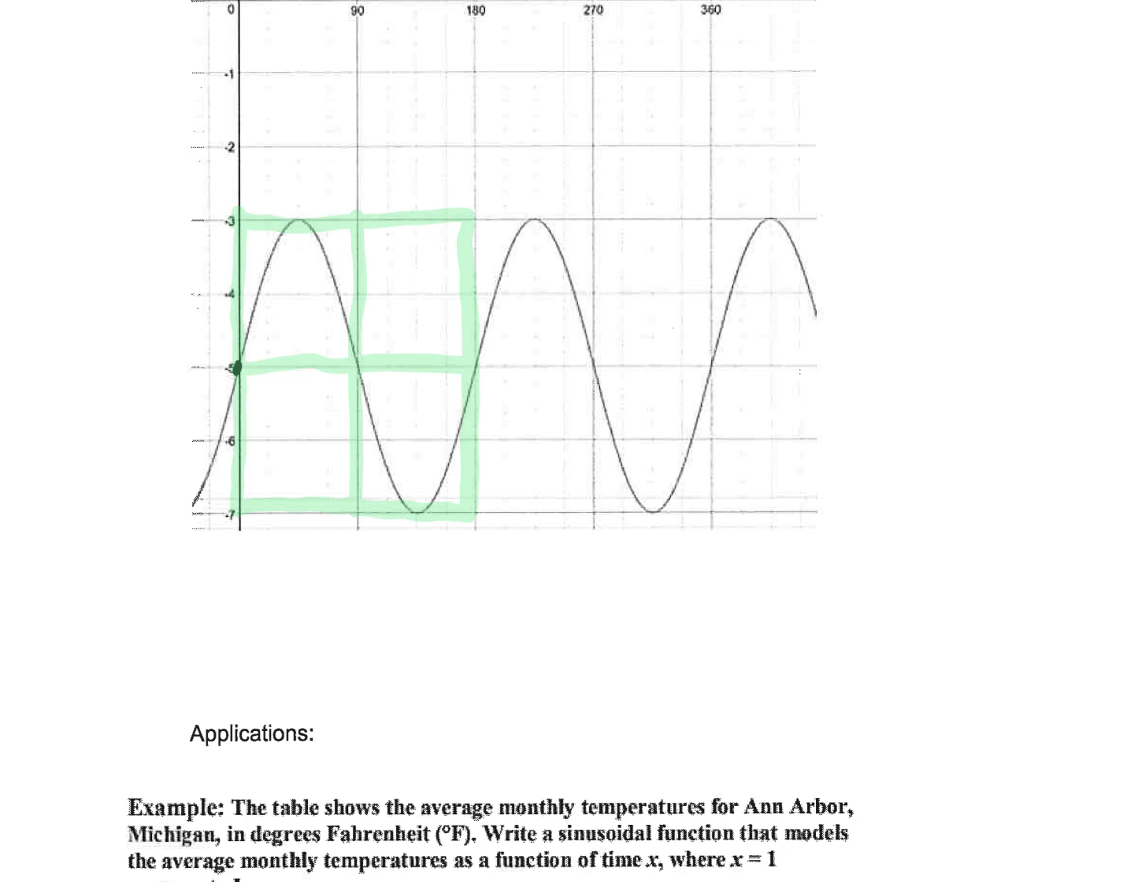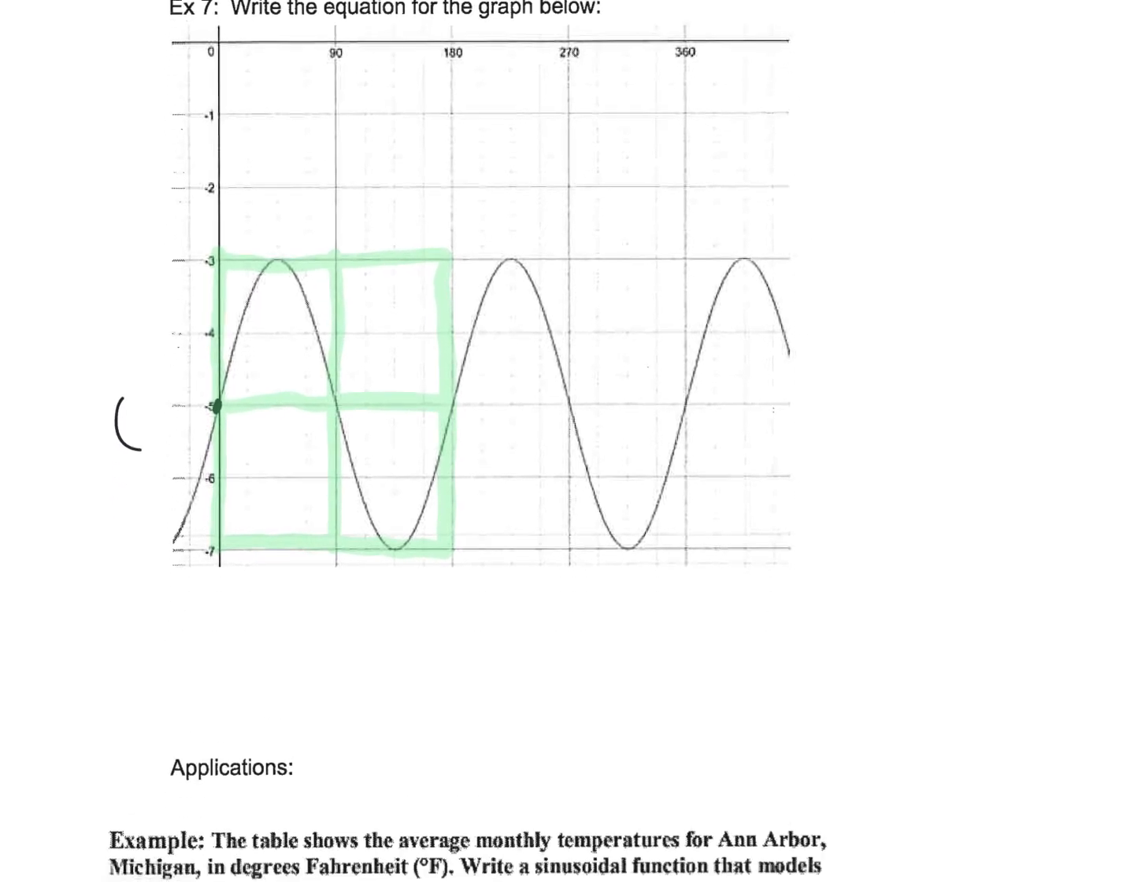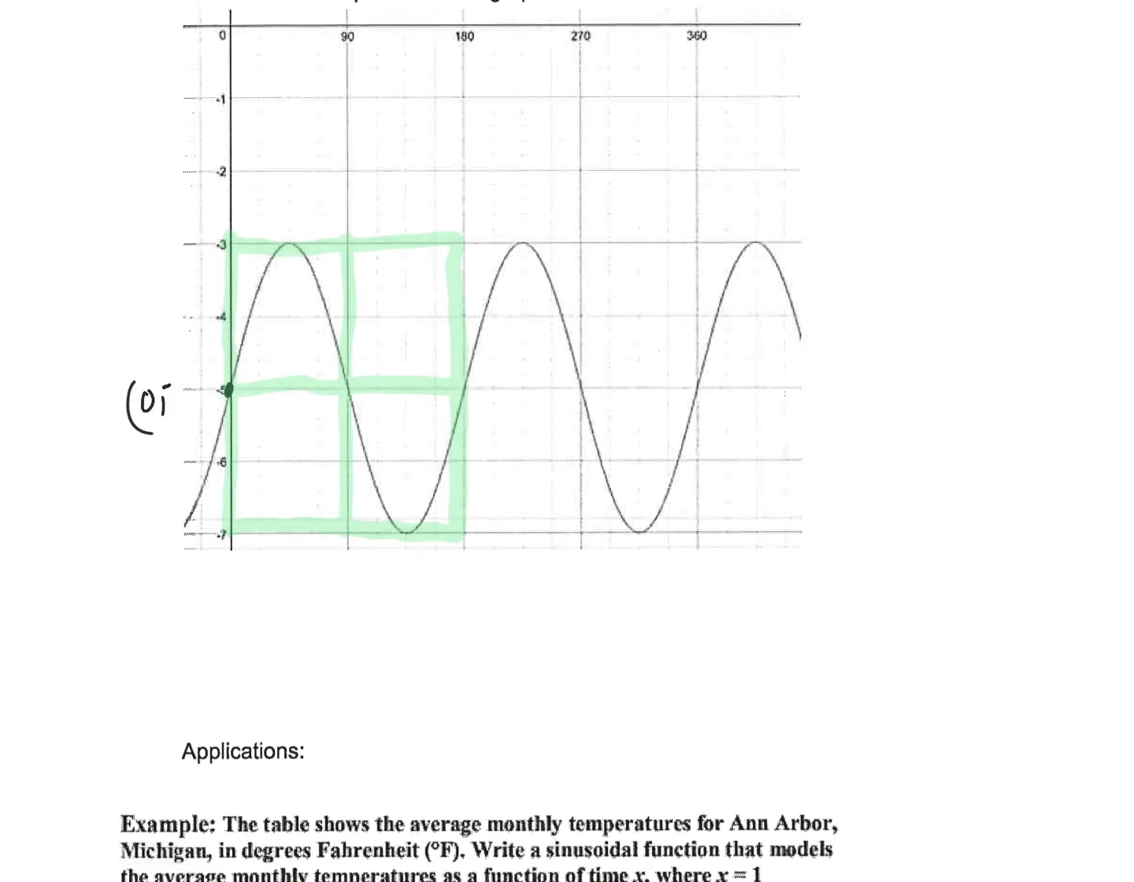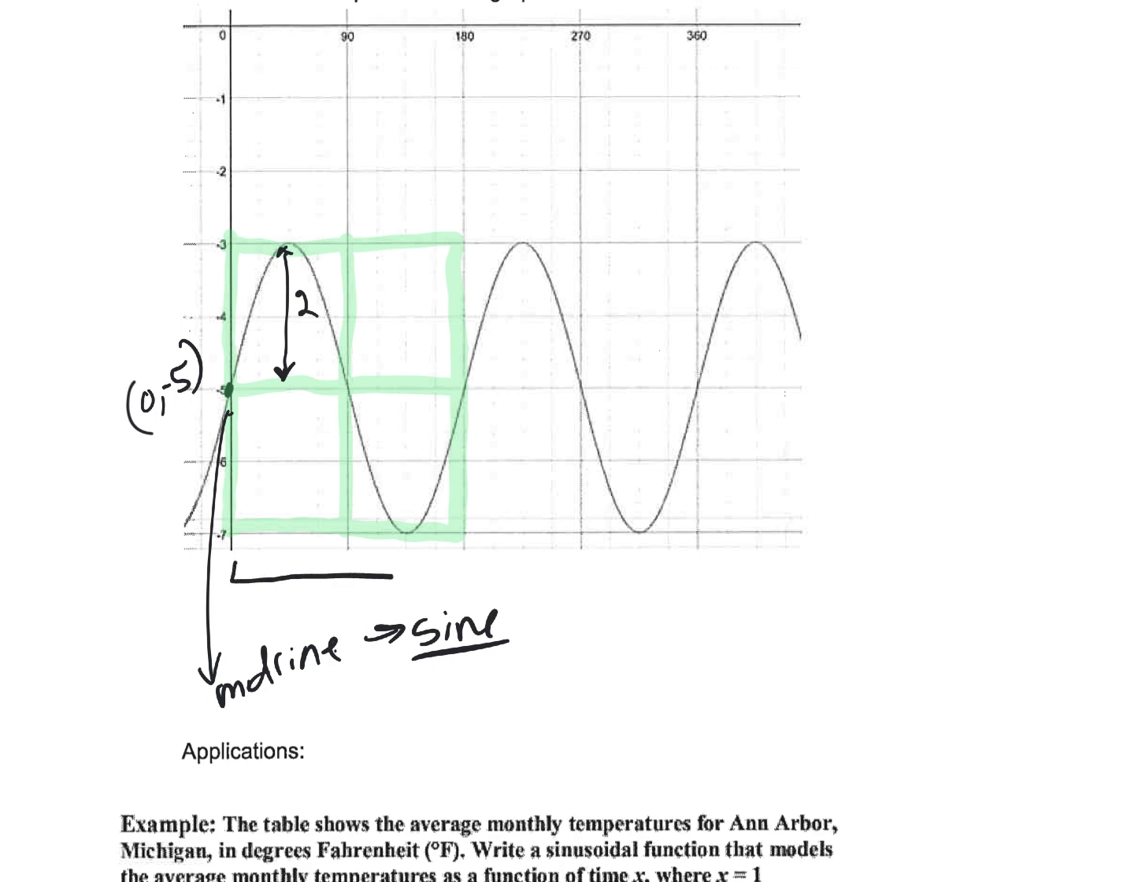Since it starts at the midline, we know this is the point (0, -5). We know it starts at the midline, so it must be a sine graph. Okay. We're going to look at the amplitude. Well, the amplitude from here to here, from -5 to -3, is 2. Again, the period is from 0 to 180, which is pi over 2. So my period is pi over 2.